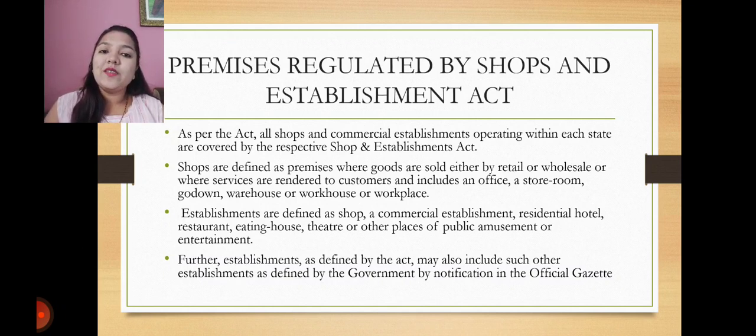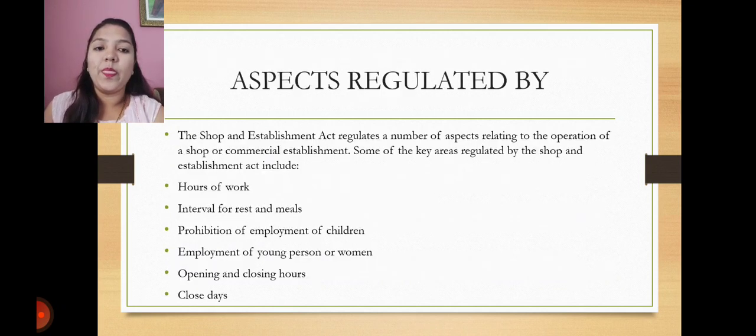Shops and commercial establishments considered include residential hotels, restaurants, eating houses, theaters or other places of public amusement or entertainment parks also. These all come under the Shop and Establishment Act, and it includes an official gazette, which has to be made visible to the employees at the reception or the counter of the shop.